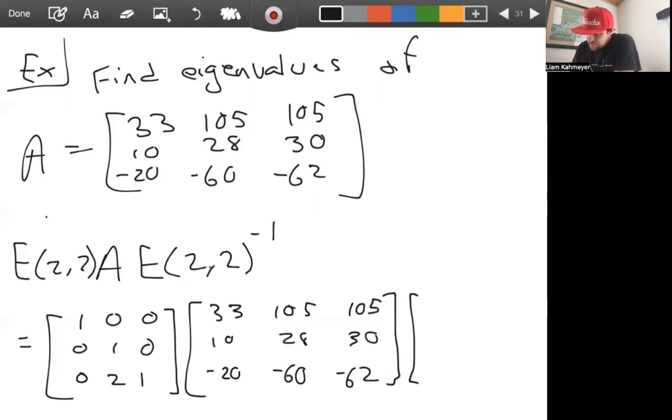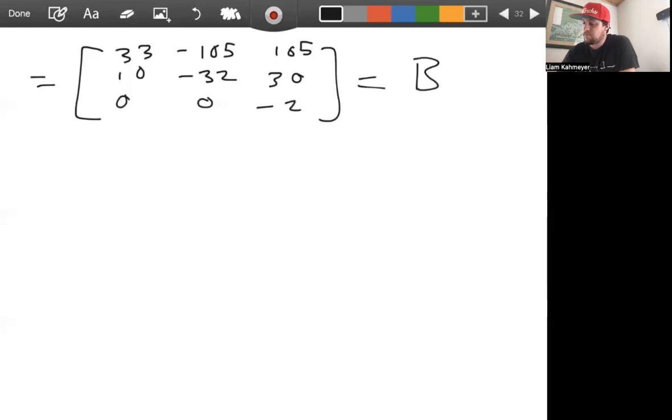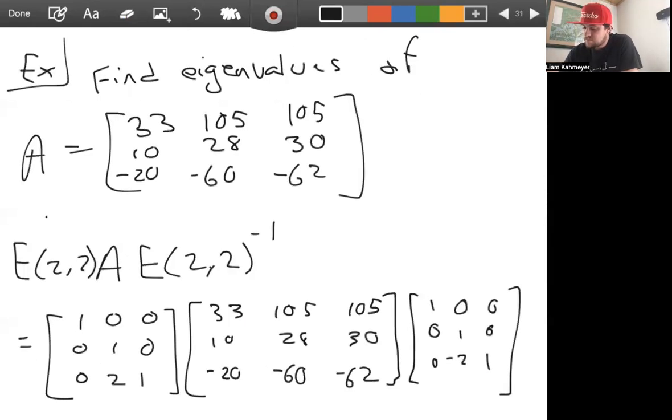And so the inverse is easy to calculate here. That's 1, 0, 0, 0, 1, negative 2, 0, 0, 1, right? It's just flipping the sign of whatever is not along the diagonal there. This product gives me a matrix B, which is given by 33, negative 105, 105, 10, negative 32, 30, 0, 0, negative 2. This will be B. And I want you to check my matrix multiplication here to make sure I didn't make a mistake, right?